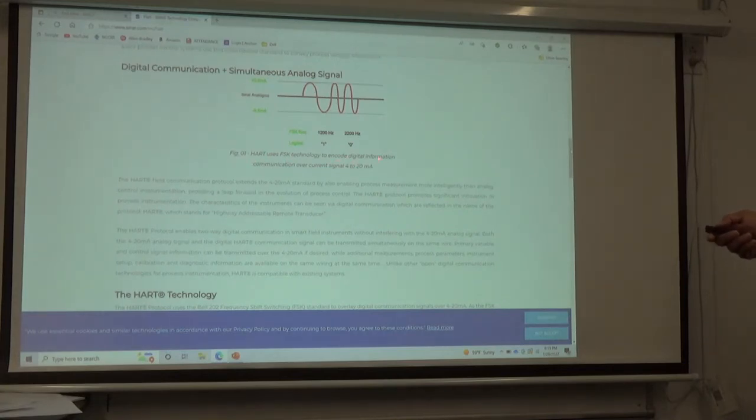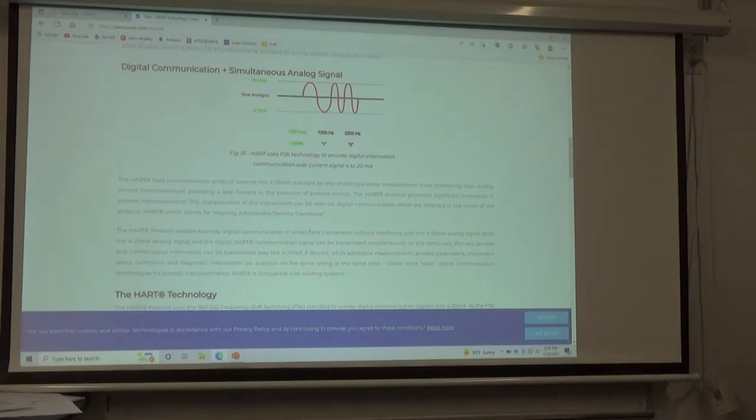Technology to encode digital information communication over a current signal, 4 to 20. You see, so the transmitter is delivering a 4 to 20 signal. Remember, we've seen 4 to 20. But when it's coming from HART, this is what we're seeing right here. And the HART communicator has a protocol that picks that signal up. Everything about that transmitter is stored in that signal.